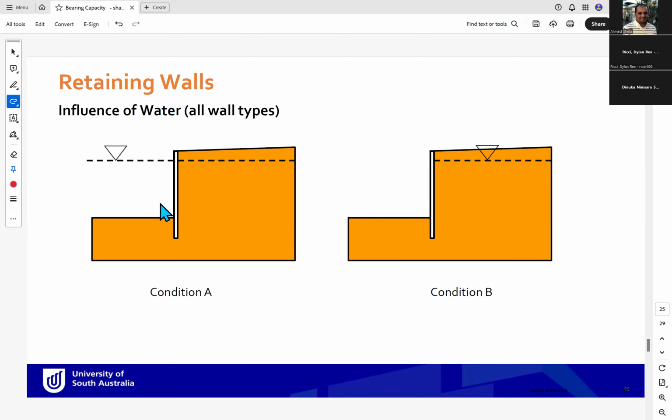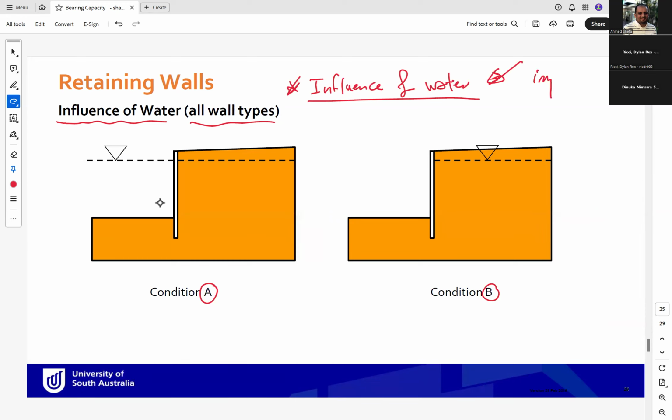Okay, now the last part of our topic about the retaining wall is the influence of water for all wall types. If we have a look at these two conditions, now we are looking at the influence of water. This is also one of the important questions that might be in the exam. So if I ask you, what is the influence of water for all types of walls? We have two conditions. This is the water level. You can see here, this is the water level, and here is the water level.